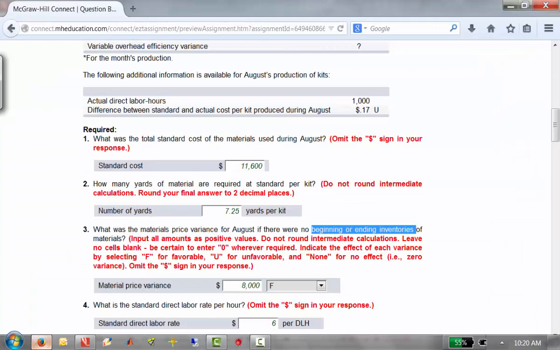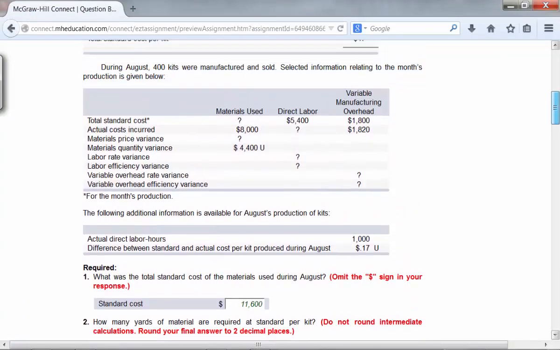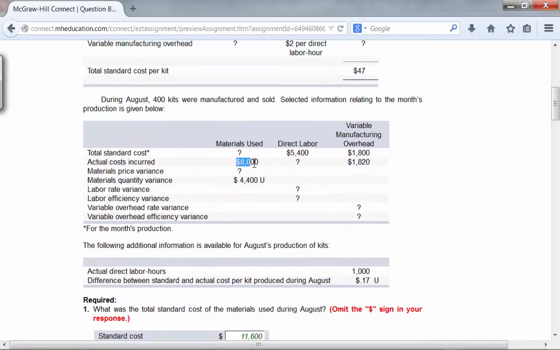How can we get this information? It tells us the actual amount we spent for materials, $8,000, but it doesn't tell us how many yards we bought. If it doesn't tell us how many yards we bought, we can't divide by the yards to figure out how much we spent per yard. It also doesn't tell us what we spent per yard, so we can't divide by that and get the number of yards we bought. We can't get either one of those. But what we can do is use the fact that it tells us the materials quantity variance is $4,400 unfavorable.